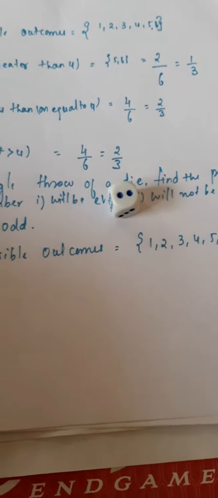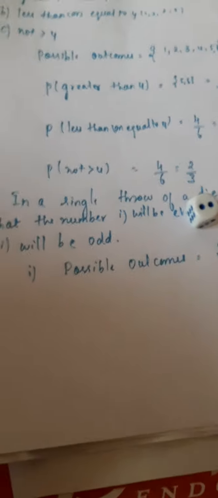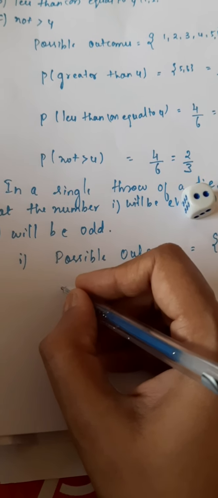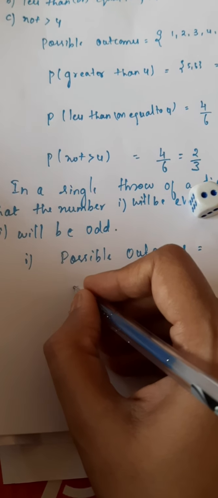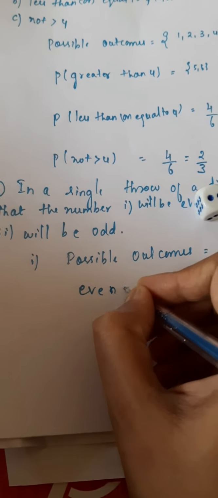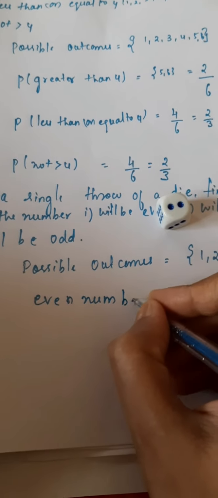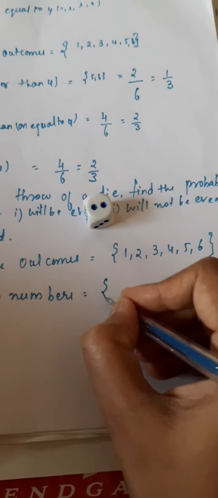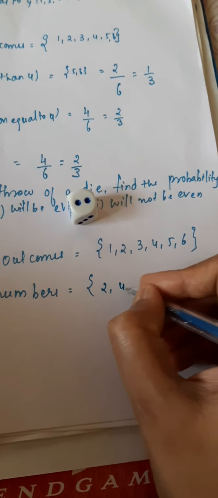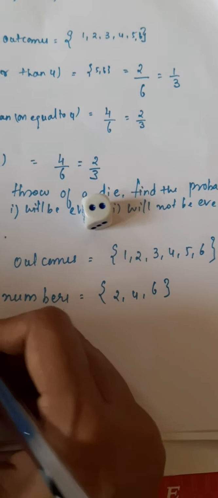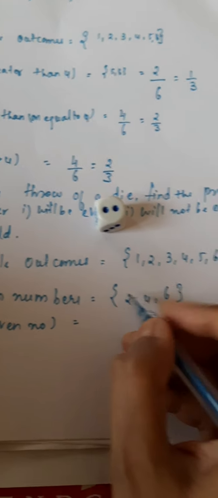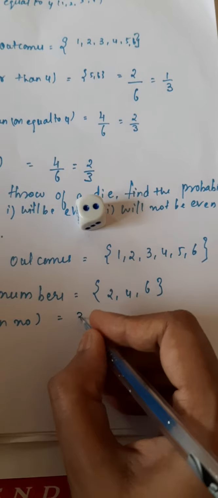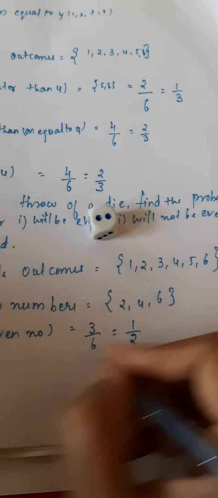Next, what will be the probability of getting an even number is the first part of the question. So the probability of even numbers, if you see, is going to be 2, 4, and 6. So the probability of getting an even number is 3 by 6. Further simplifying, 1 by 2.